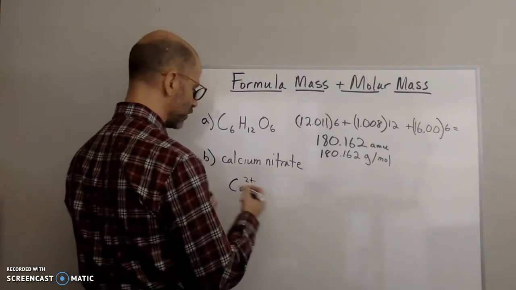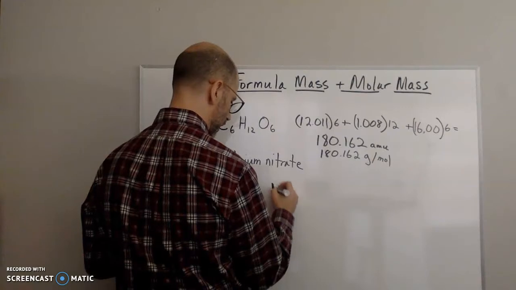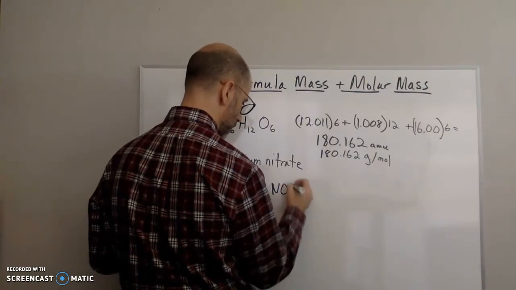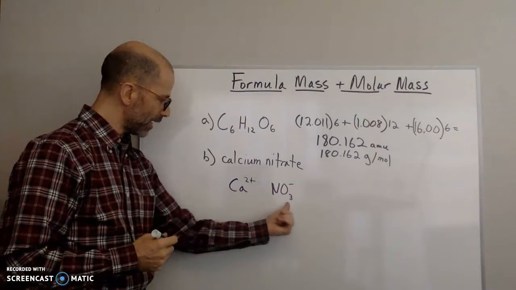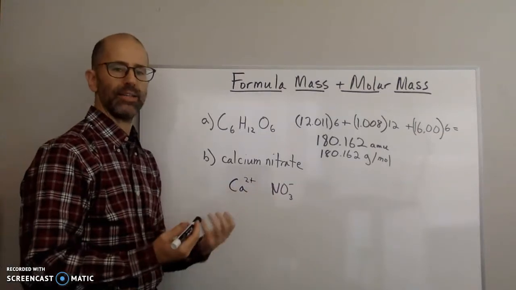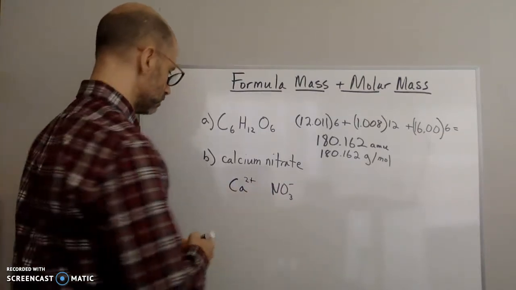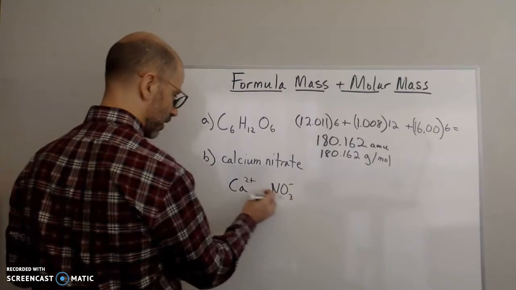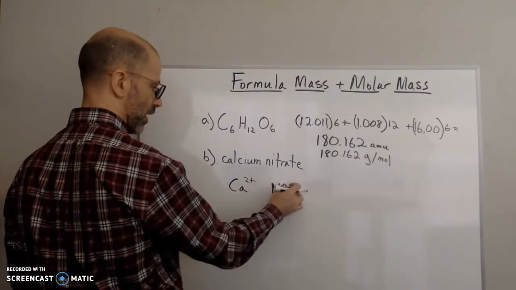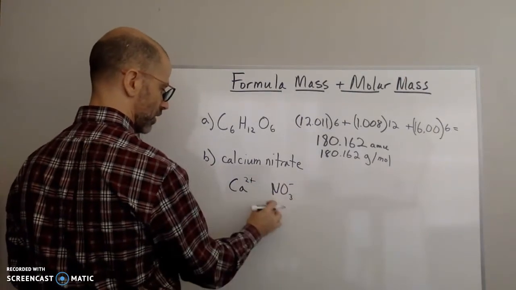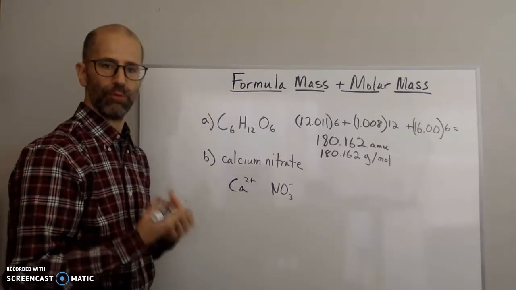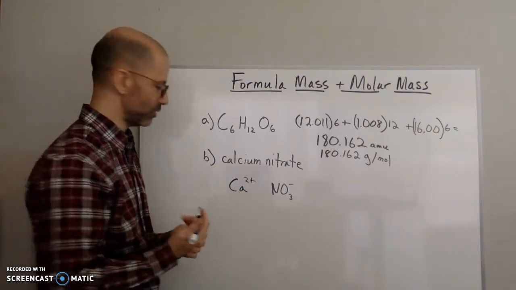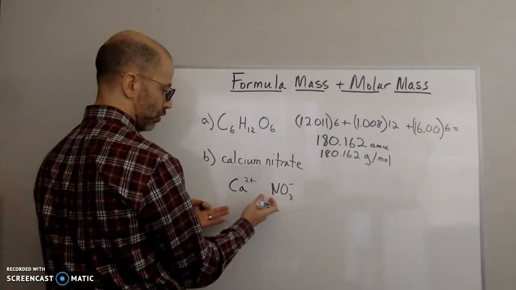And then you have nitrate. You have to know what nitrate is. So it's NO3-. So I have my ions, I have the charges. Now I need to figure out the formula. Since I have a 2+ here and a 1- here, I need 2 of these to balance the charge, because of the 0 charge rule for the ionic compounds. So you can figure it out that way.